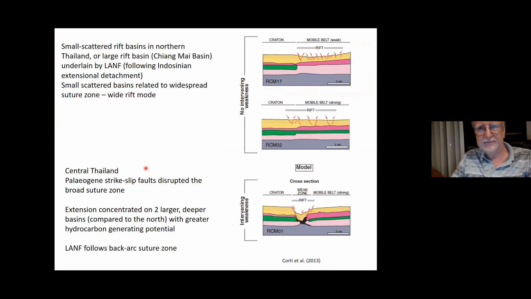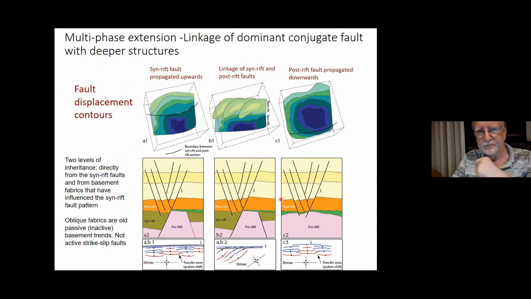complex here. So in the north, we see small scattered rift basins or the large rift basin underlain by a low angle normal fault at the main suture zone. In central Thailand, strike slip faults disrupted that broad suture zone, so extension is concentrated on two larger, deeper basins, and tends to follow this model.